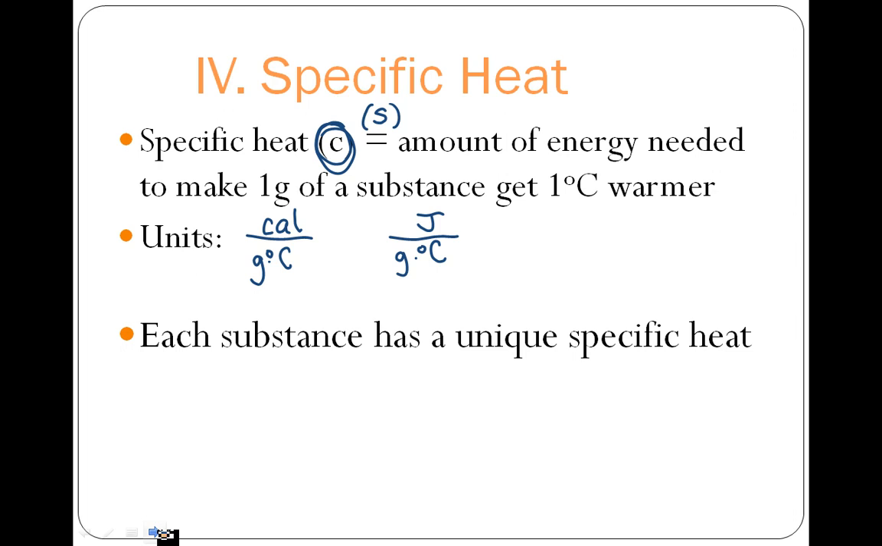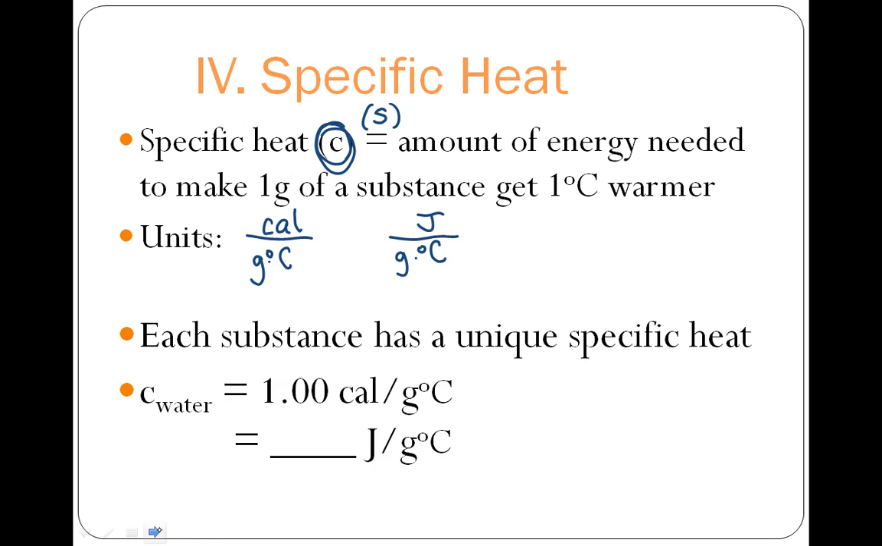And as I mentioned earlier, each substance has a unique specific heat, but there is one substance whose specific heat you need to memorize because we will be using it constantly. And that is the specific heat of water. Water has a specific heat of 1.0000000 calories per gram degree Celsius. That's because they came up with the unit calories based on how much energy it took to heat 1 gram of water to make its temperature go up 1 degree Celsius. So it's exactly 1. Sig figs are infinite. It won't ever determine your sig figs.